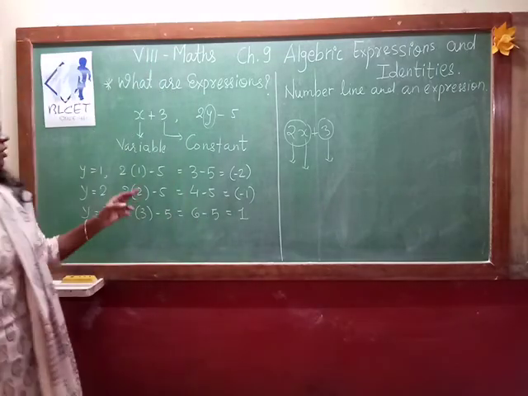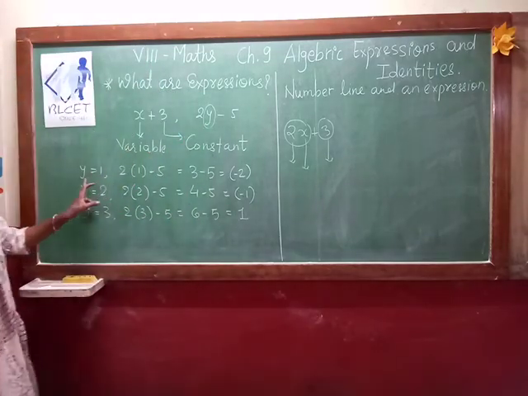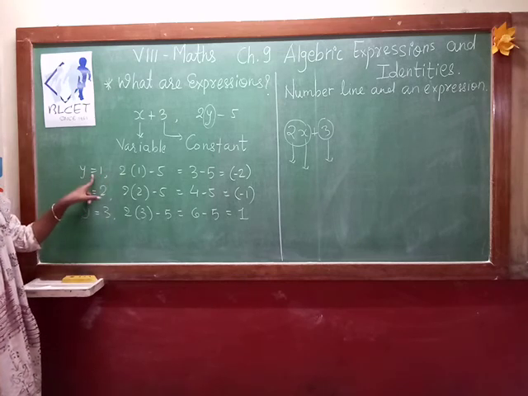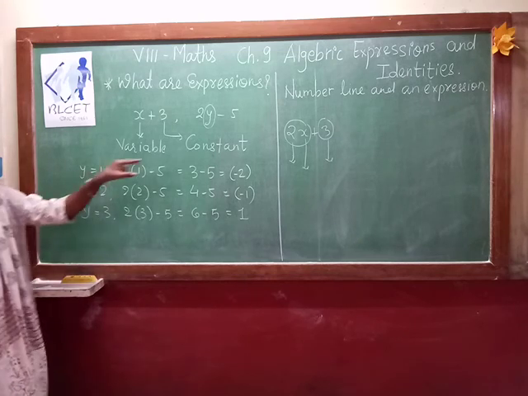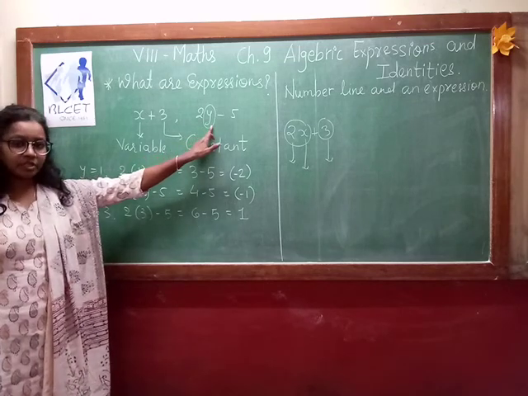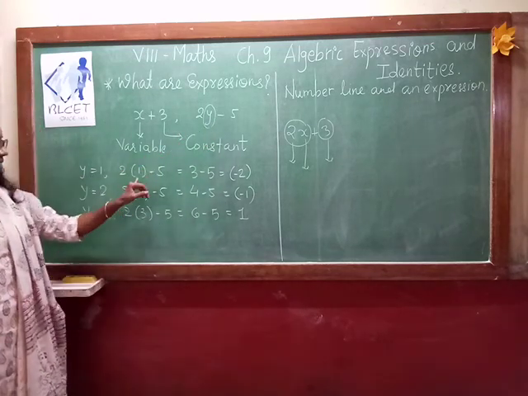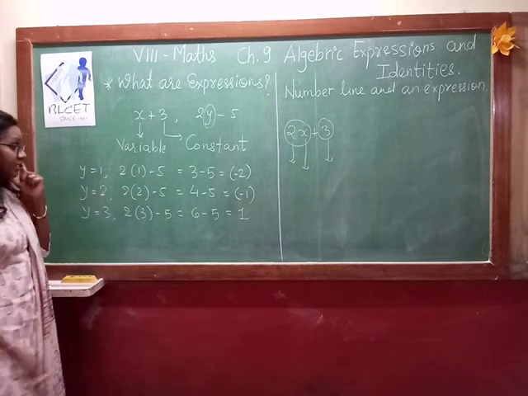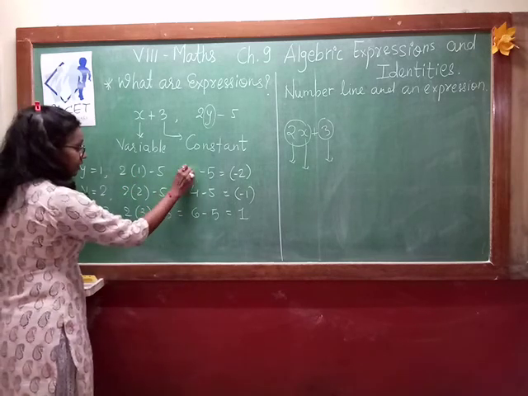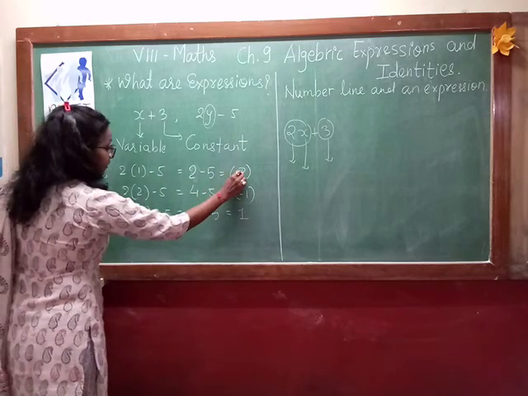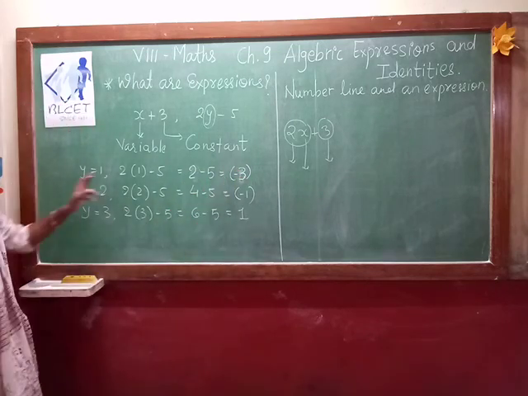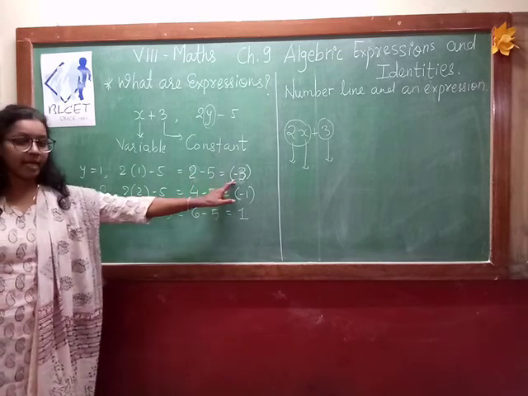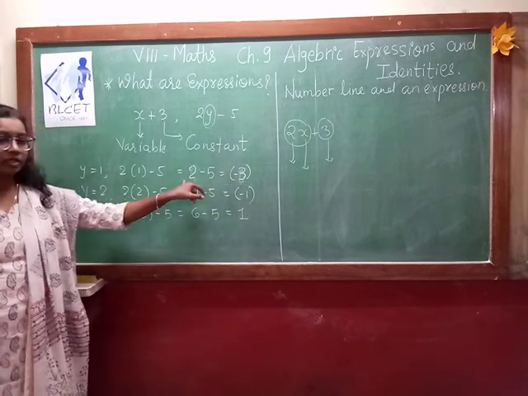Suppose you consider the value of y is equal to 1. What you have to do? Simply substitute the value of y in the given algebraic expression. So in place of y, I am writing 1. So 2 into 1, 2 ones are 2. So here 2 minus 5 will give you minus 3. 2 ones are 2, minus 5, 2 minus 5 is equal to minus 3 as 5 is bigger than 2.